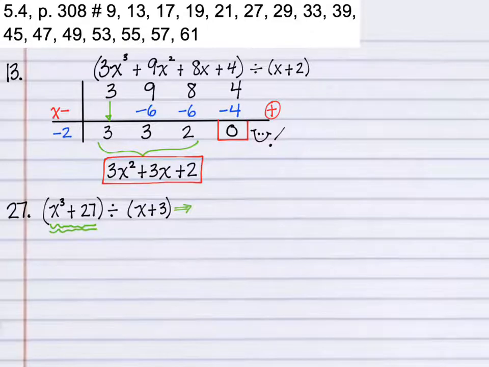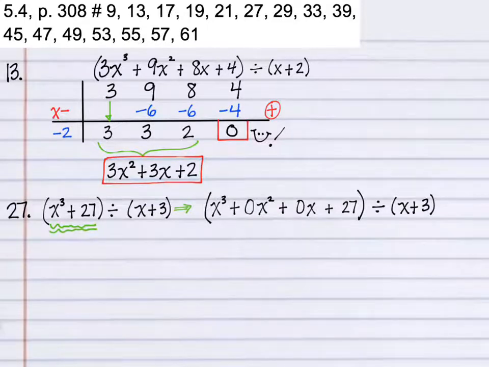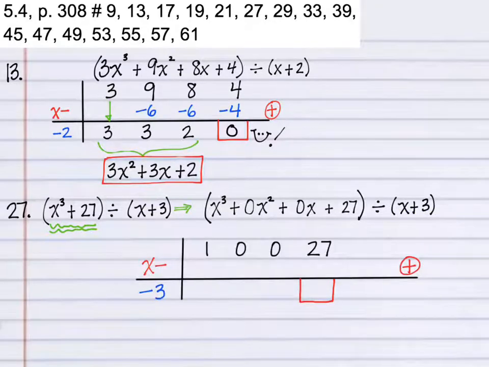In problem number 27, please note that this is x cubed. So there's something important we have to do first. We have to rewrite that so that all of the degrees are accounted for. And I'm going to use synthetic division again, but this is not going to be x plus 3, but x minus a -3. So we have it set up. We're using all of the coefficients, and our divisor being -3.